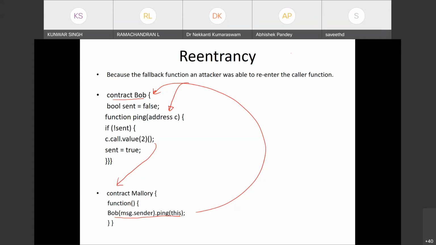Okay, is this part clear? Any doubt? If this is clear, then the DAO attack is simple. After that, nothing else is there. So this is what is happening in the DAO attack.